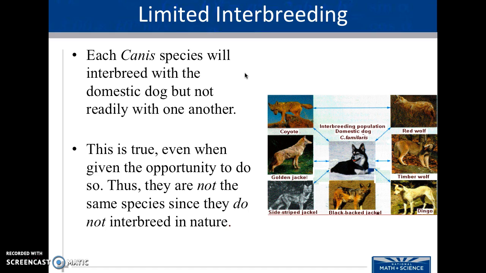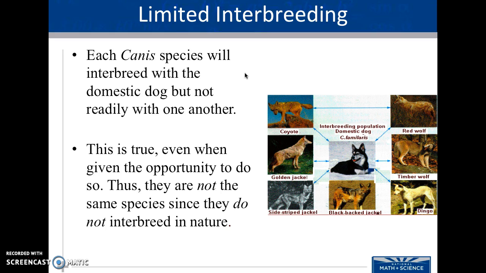Each canis species will interbreed with the domestic dog, but not readily with one another. This is true even when given the opportunity to do so, thus they are not the same species since they do not interbreed in nature. So this is another example of not a ring species at this point, but limited interbreeding, right?